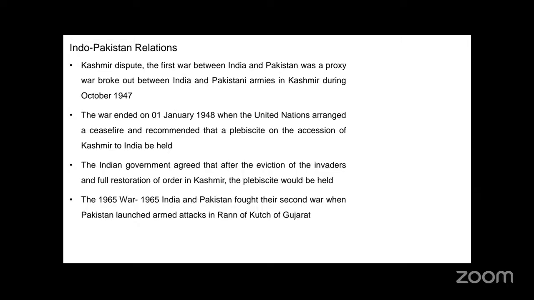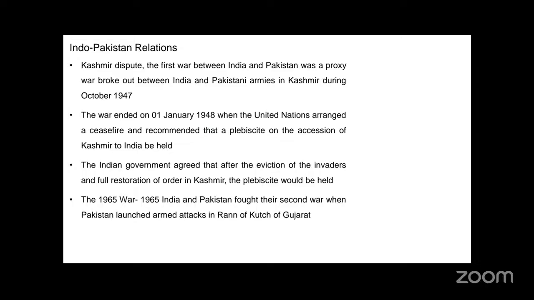Like the first war, it was during 1947. The Kashmir dispute was the main issue, the contested area, which had led to the war. And it ended on 1st January 1948. How it ended is that the United Nations, the international organization made to look into war-like situations and to reduce conflict in the world, arranged a ceasefire and recommended that a plebiscite on the accession of Kashmir to India be held.